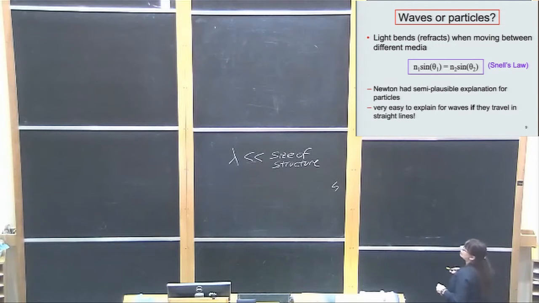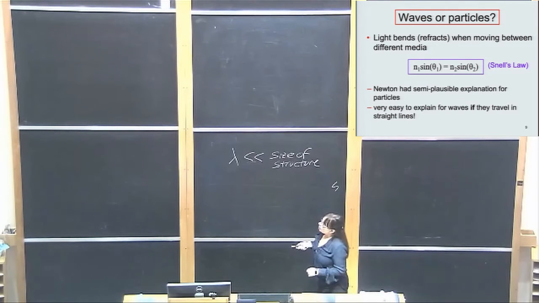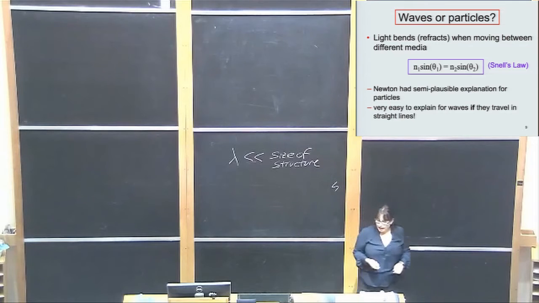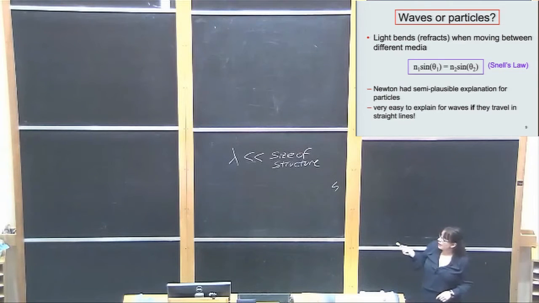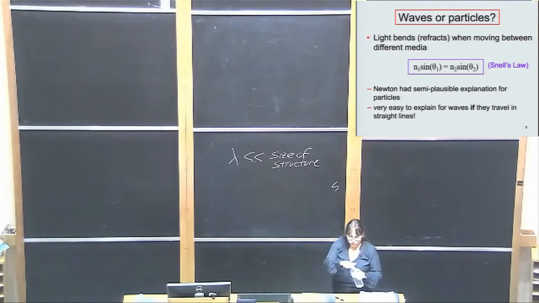But Newton did have some kind of semi-plausible explanation for particles. If anyone's interested, I can tell you afterwards. It was vaguely plausible, but it also turns out it's very easy to explain for waves if they travel in straight lines, and as we'll see in a little bit.